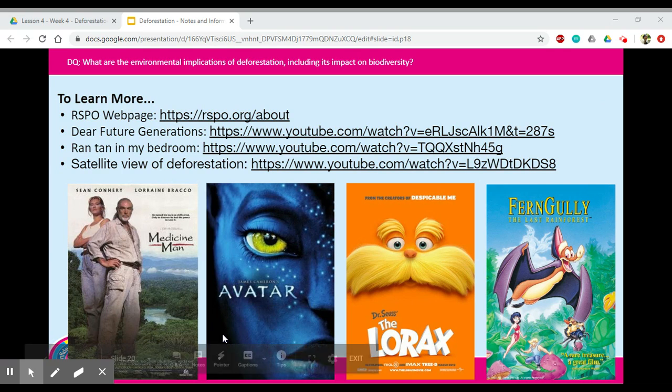And then down here are some examples of movies that look at deforestation. You've got Medicine Man, which is quite an older one. These two you've probably heard of: Avatar and the Lorax are really good. And then Fern Gully is a really, really good one. I would recommend seeing this if you have not watched it. It's very good.